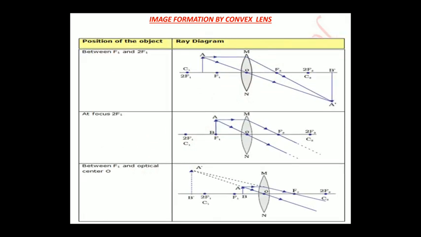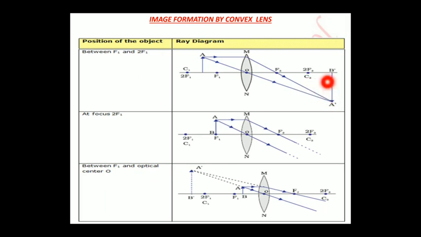Next position of the object is between f and 2f. Now as you can see, the object is between f and 2f. So one ray goes parallel to the principal axis, cuts at A dash, passes through the focus, and the other ray through the optical center cuts the previous ray at A dash. So now we get an image which is beyond 2f.